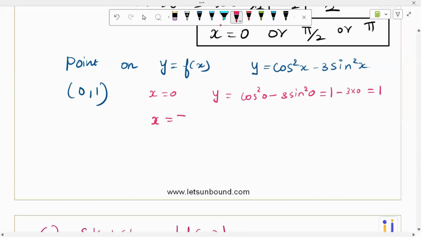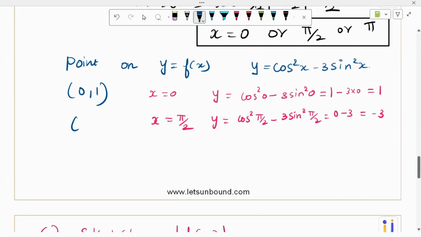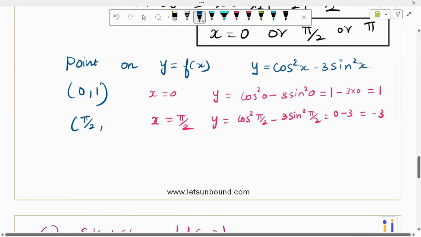And x is equal to pi by 2, y equals cos square pi by 2 minus 3 sine square pi by 2. Cos square pi by 2 will be 0, right? Minus 3 sine square pi by 2, sine pi by 2 is 1. So it's minus 3. And we got this particular point, which is pi by 2 comma negative 3.